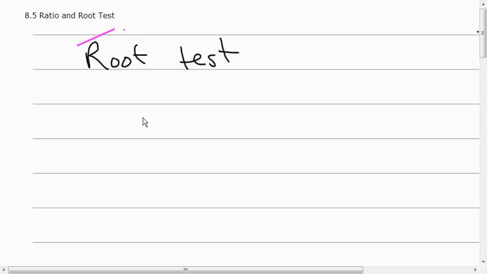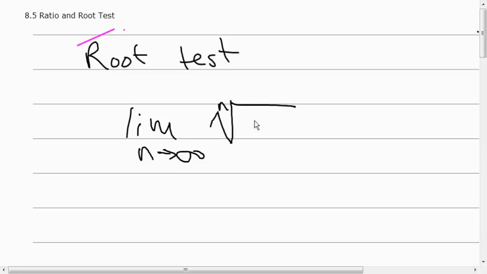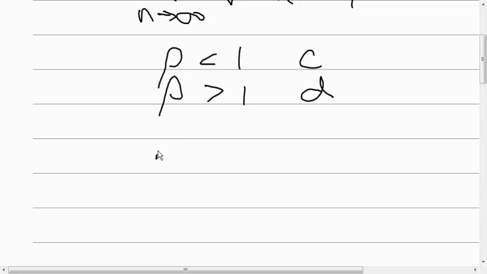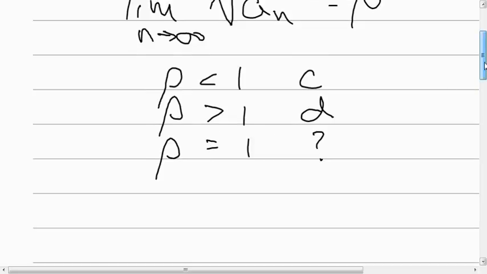Root test. Basically what that tells us by theorem 13 is that the limit as n goes to infinity of the nth root of a_n is equal to rho. And we know that when rho is less than 1, we get convergence. When rho is greater than 1, we get divergence. And when rho is equal to 1, it's inconclusive. It's not a useful test.